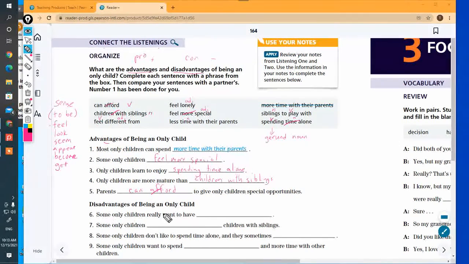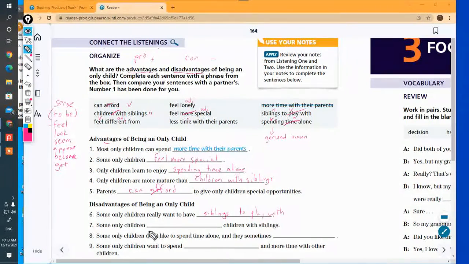All right. So what about the disadvantages, the bad side, the cons and negatives of being an only child? Some only children really want to have siblings to play with, right? That's what the only children want. Some of them. Like, I think it was Tanya who wasn't happy. She said she hated being an only child.